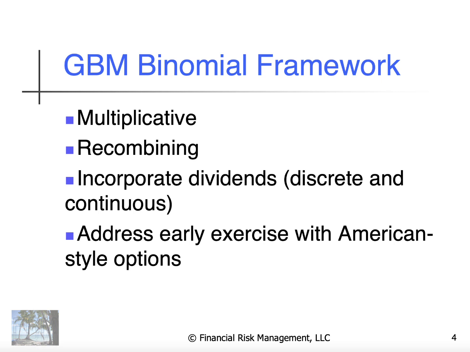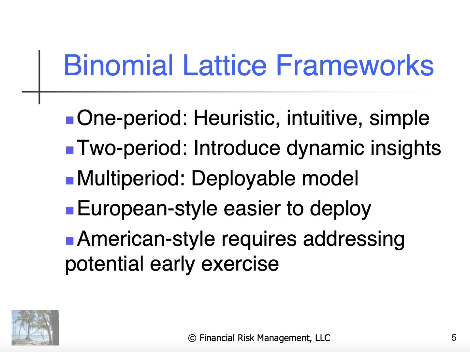It's very important that the binomial tree recombines for a host of reasons, primarily because the speed at which computations can be done is greatly sped up if the tree recombines, and it becomes virtually impossible in a non-recombining tree to do analysis with a high number of periods. We'll incorporate dividends, both discrete and continuous, and we'll address the early exercise feature of American style options.